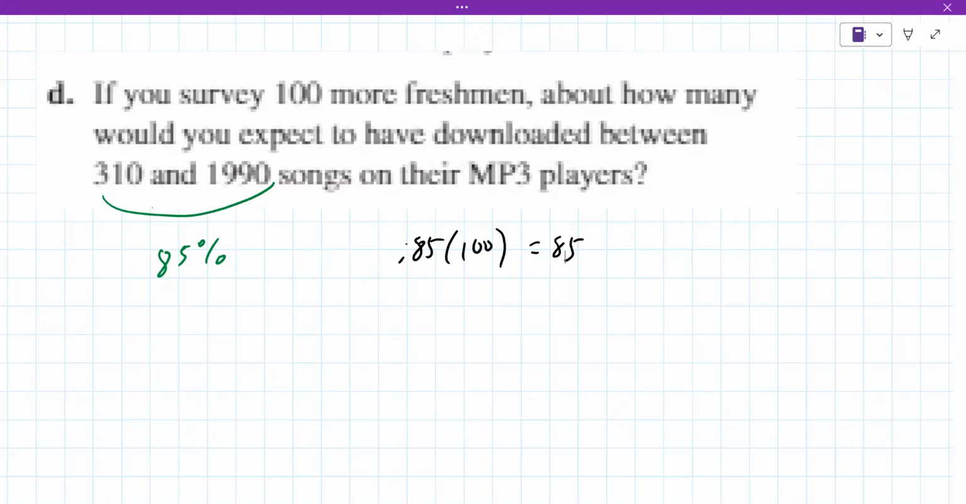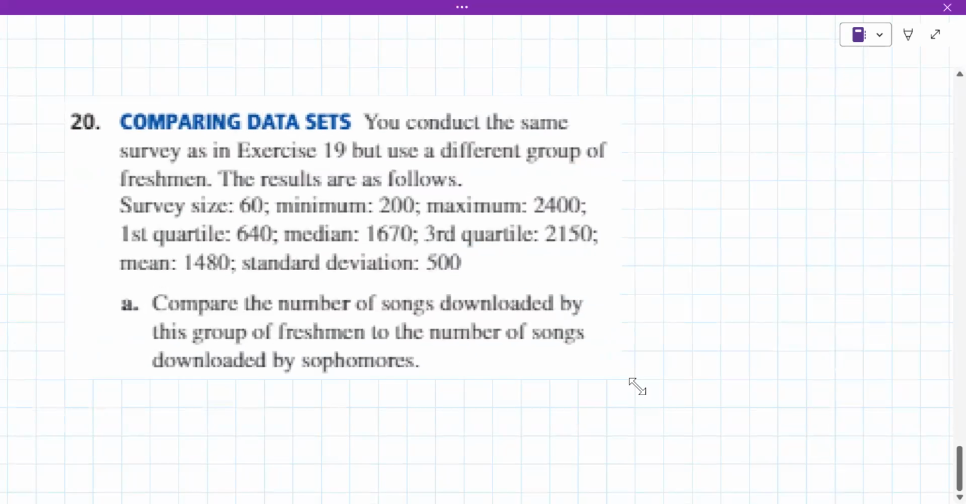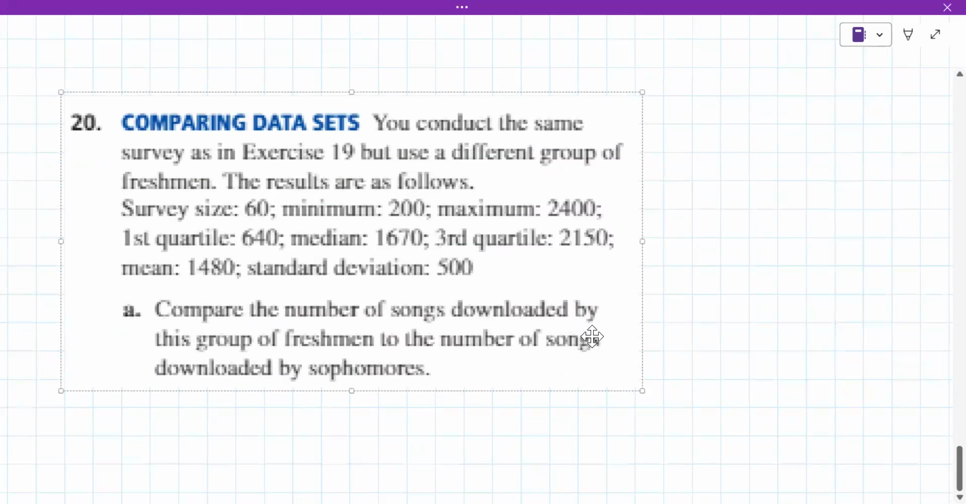All right. Anything else on that? Because I think we're going to do another one coming up, number 20. Is that right? Or are we skipping that one? We're doing 20. All right, let's take a look here. You conduct the same survey as in exercise 19, but use a different group. They gave you a different survey size. Compare the number of songs downloaded by the group of freshmen to the number downloaded by the group of sophomores.